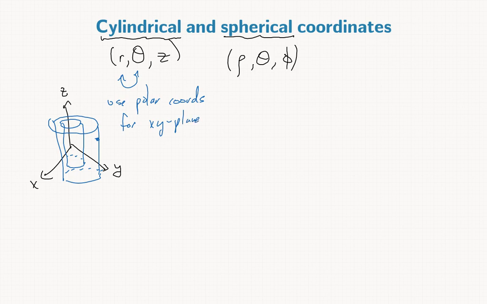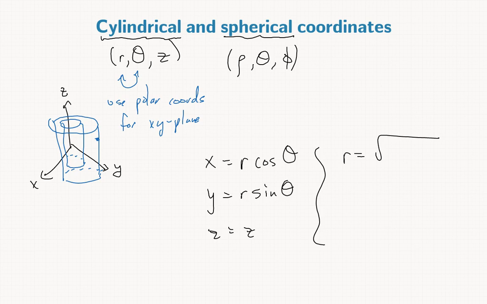So the formulas are x equals r cos theta, y equals r sine theta, and then z is equal to z. And then in the other direction, we have r is equal to square root x squared plus y squared. Tan of theta is y over x, and z is z.